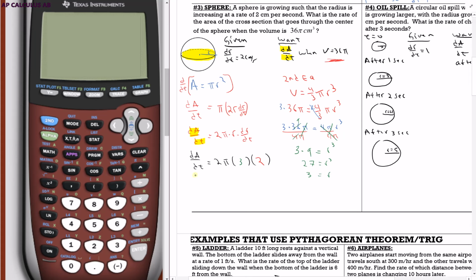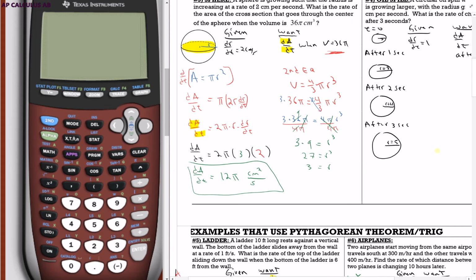And so now we have dA dt equals 2 pi times 3 times 2. That's 4 times 3 is 12 pi. What's the units? Area is measured in squared units. Centimeters are my length, centimeters squared. Time in this case is measured in seconds. So centimeters squared per second is the answer for that. All right. So there you go.